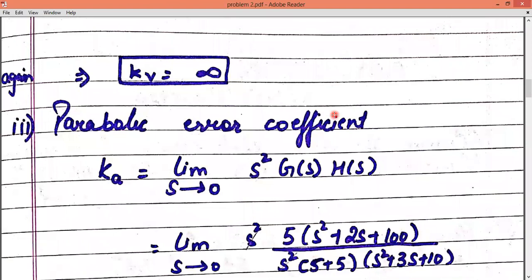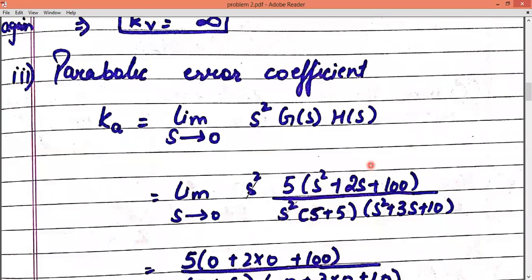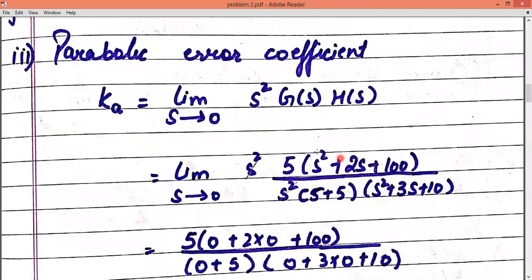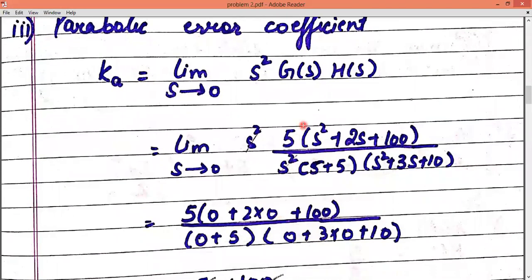Now we have been asked to find the parabolic coefficient also. So how do we represent it? Ka equals limit s tends to 0 of s square into G(s) into H(s). After putting the value, we need to simplify first. What we have done, this s square will be cancelled out, and we have simplified it.